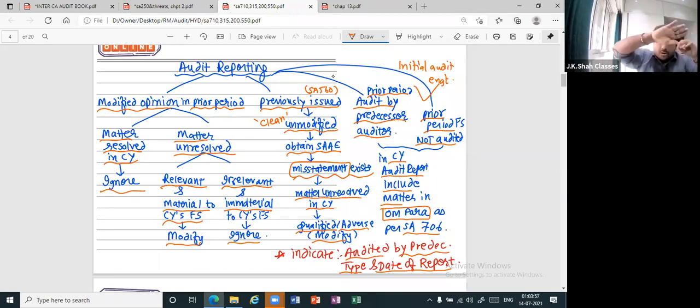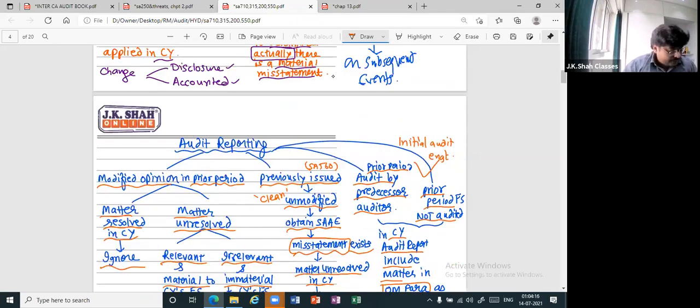So modify. On the other hand, if it was an initial audit engagement for you, and the previous year they did not audit, or the previous year it was audited by somebody else, then in the current year's audit report, you include a matter under 706 that you have not audited, and the type of report and date of report that he gave. All cool? Come on, finish it.